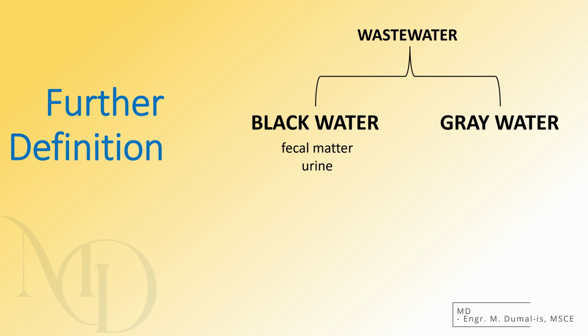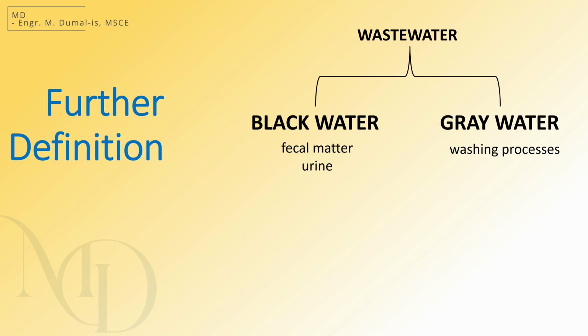Let us look at a few examples. Some simple examples of black water include fecal matter and urine. These are the primary waste materials that make black water more hazardous compared to gray water. Gray water, on the other hand, comes from washing activities. For instance, when we take a bath, wash our hands in the sink, or do our laundry, the water that flows out afterward is considered gray water.